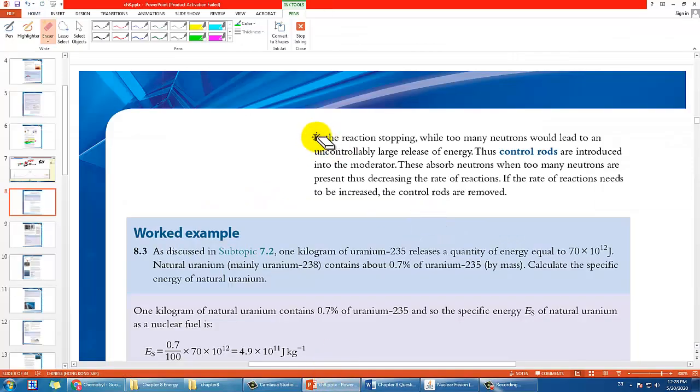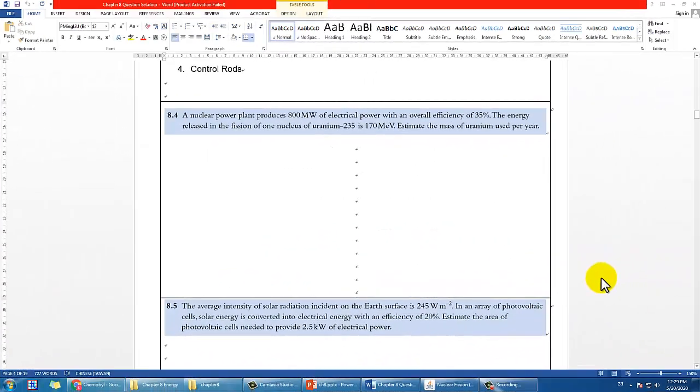For control rod, actually we have already shown in the simulator, and the idea is very simple. Depending on the rate of reaction, if it is too fast, you want to lower it, then you can lower the control rod. Control rod is to absorb the neutron directly, so that basically the neutron would not be there to collide with anything else. Or if you want to increase the speed of the reaction, then you simply remove the control rod or take it away. To end this video, let's try to do this question, pause the video and check the answer later.